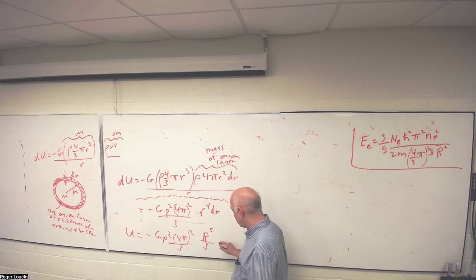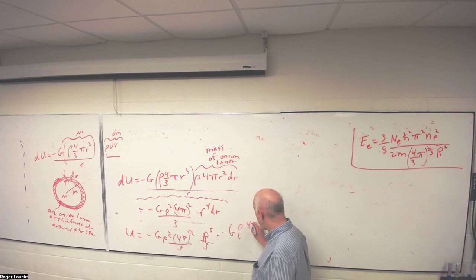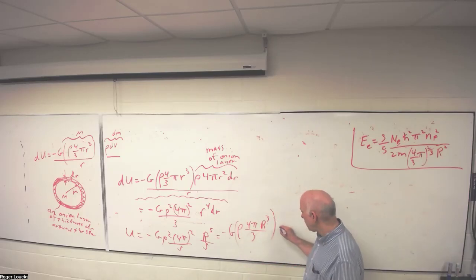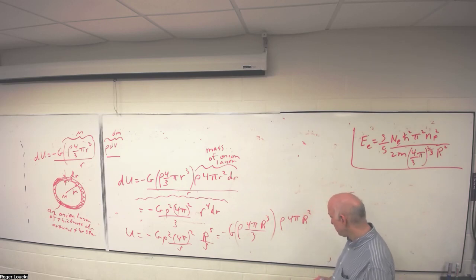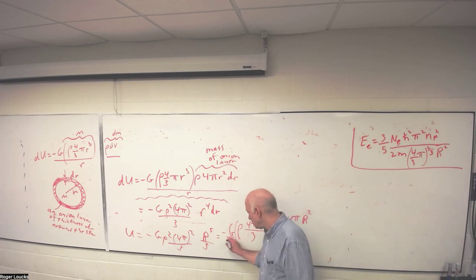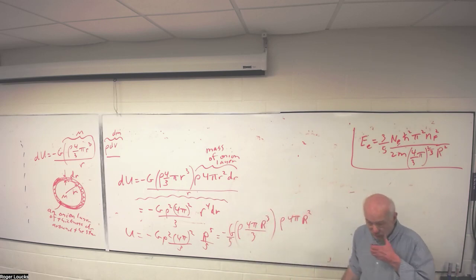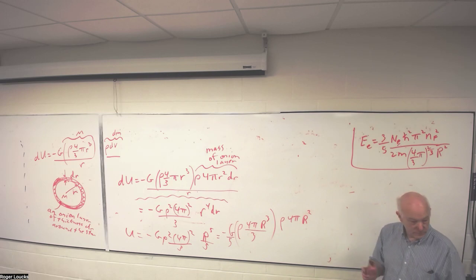And I'm going to write it like this. I'm going to put one of the rhos here, 4 pi here, along with an R cubed here, over 3, and have that term. Now I have another rho, another 4 pi, and an R squared. And then I'm going to pull the 5 out front. That's the exact same thing. I just rewrote it. Does that make sense? So why did I do this?